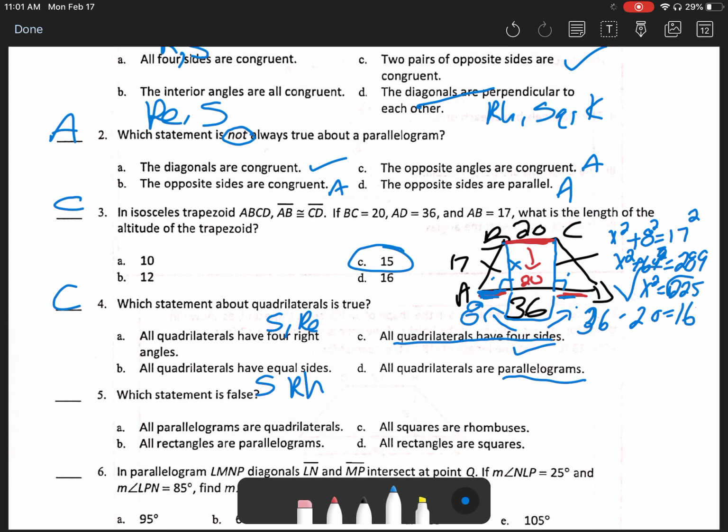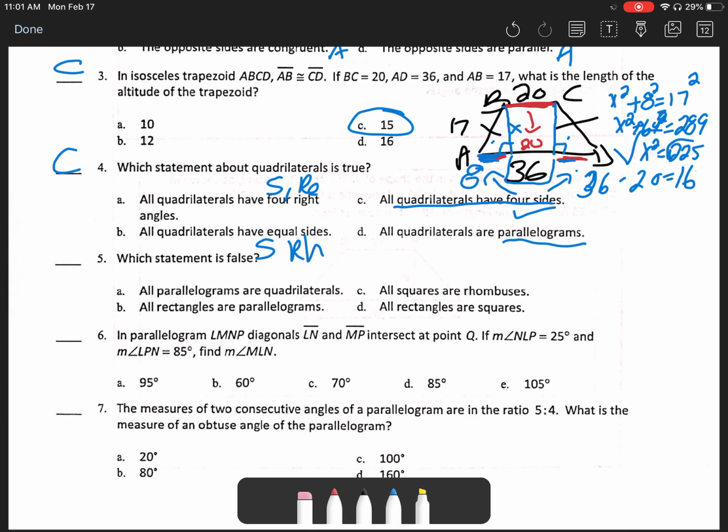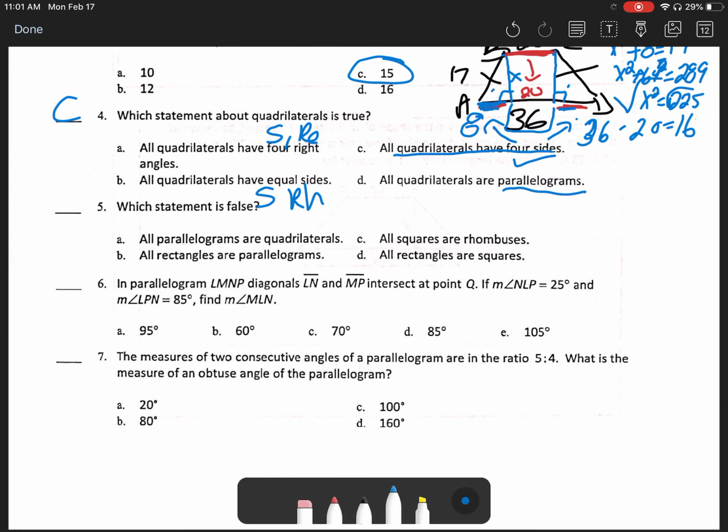Okay. Next one, which statement is false? All parallelograms are quadrilaterals. That is definitely true. Okay, they all have 4 sides, so that's why it's important to know your definitions. All squares are rhombuses. That is true. If you guys remember your chart, all squares are rhombuses because they have 4 congruent sides. All rectangles are parallelograms. That's true. All rectangles are squares. Okay, this is actually not always true. The only time a rectangle is a square is if it has 4 congruent sides. So this is going to be D.